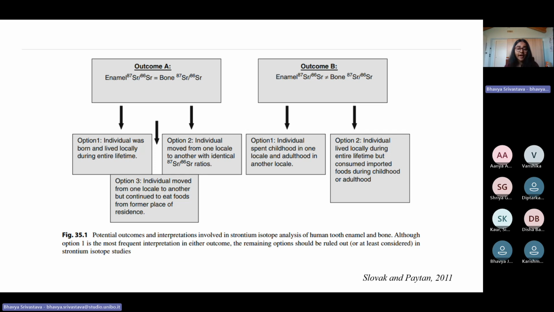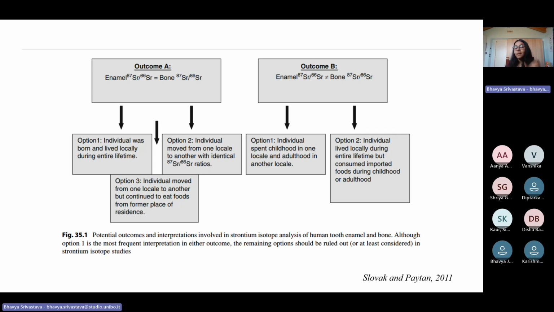The second interpretation might be that they moved to another locality but might be consuming food from their original provenance, which can happen in a number of cases. Considering exogamy, when a woman marries into a family quite different from her original clan, she might be relying on diet from her native family, and therefore there might not be much difference in the enamel and the bone isotope ratios, and that could also suggest that no migration occurred, although it might have.